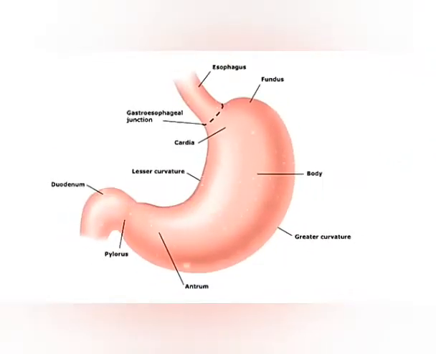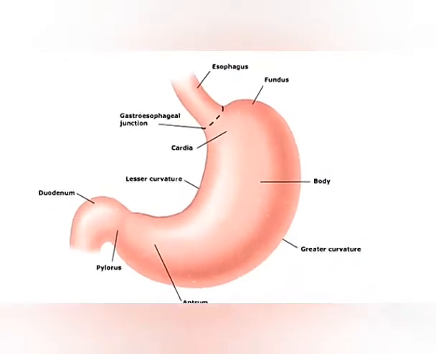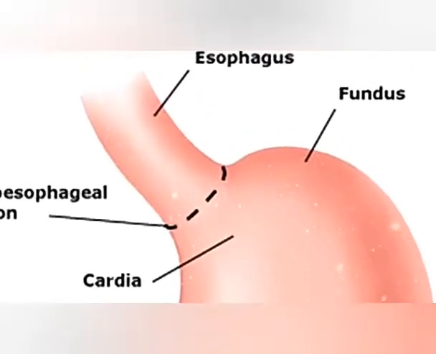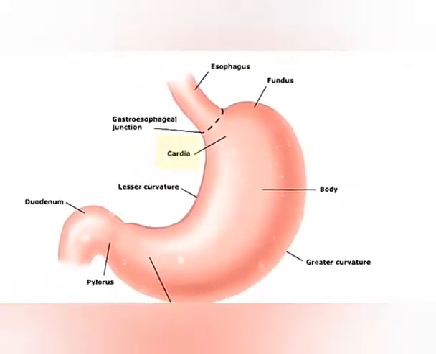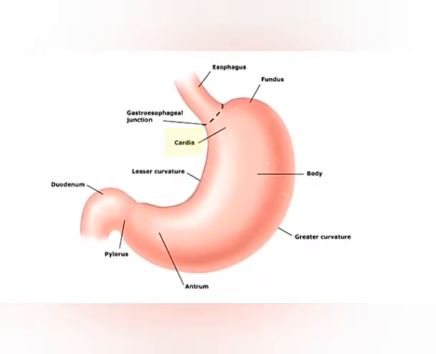Different parts of the stomach. The esophagus joins the stomach at the gastroesophageal junction. From there, that point is the cardia, the uppermost part of the stomach, where the esophagus joins the stomach. That point is the cardia, where it is actually a continuation of the lower esophageal sphincter.